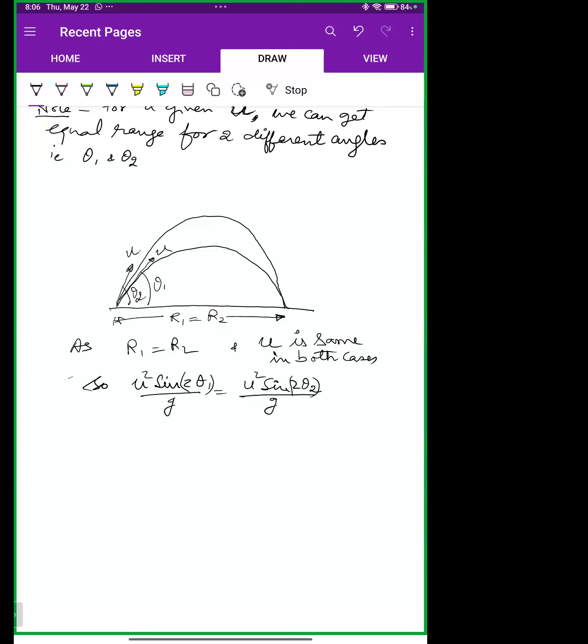This is the formula. In the first case, the angle is theta 1. In the other case, the angle is theta 2. U is same, G obviously is same. Which makes sine 2 theta 1 equal to sine 2 theta 2. This equation has two solutions. Either theta 1 is equal to theta 2, no use. We have assumed two different angles, so that is meaningless.